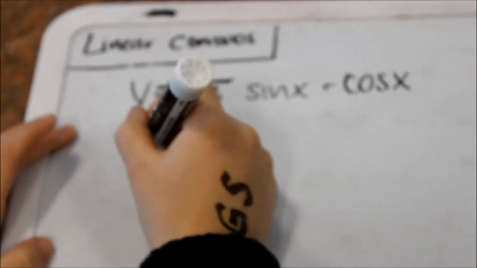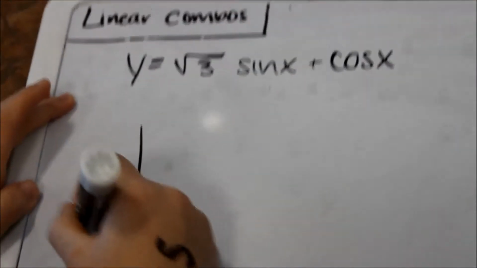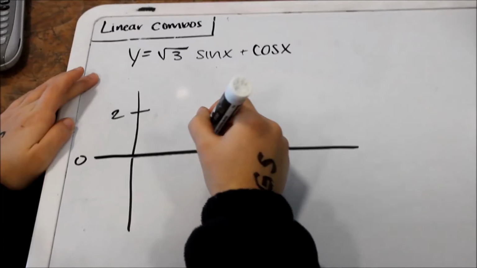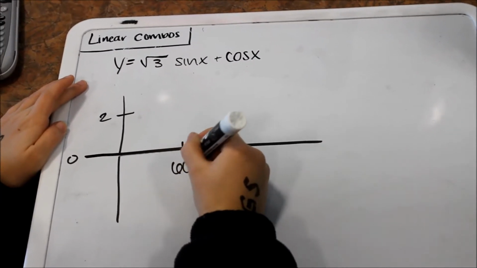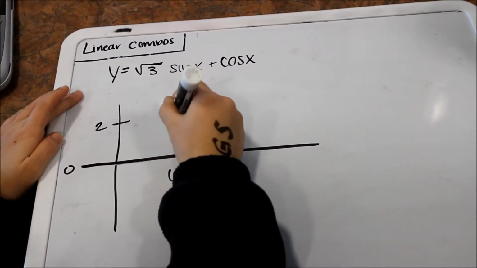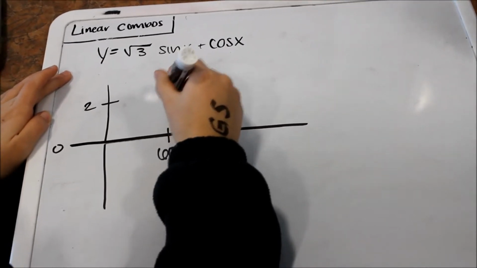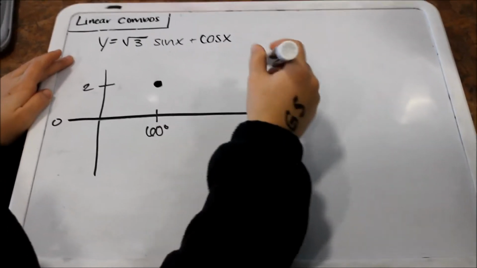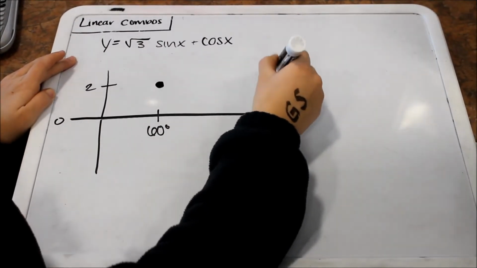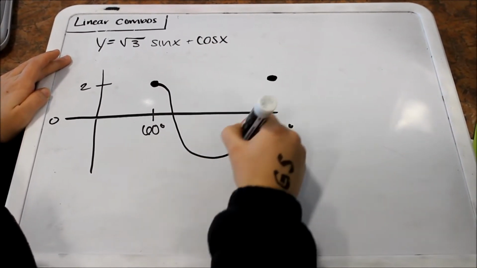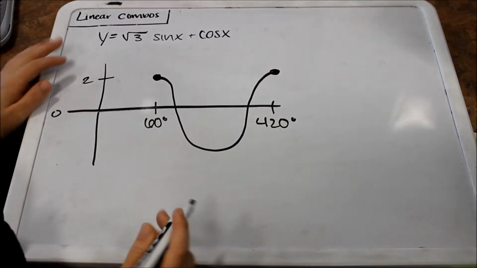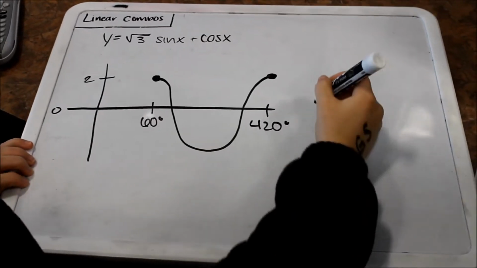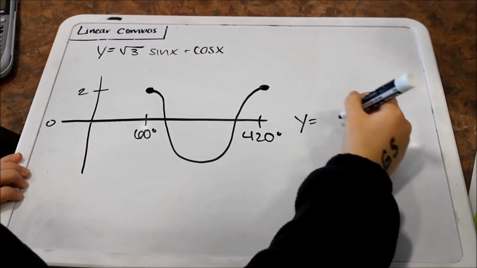So when I graphed it, I found, and you'll find too, that the maximum is at 62, and then the end point will be at 420. Our period is still 360 because it's a sinusoidal graph. And then using this graph, we can find the equation for cosine.